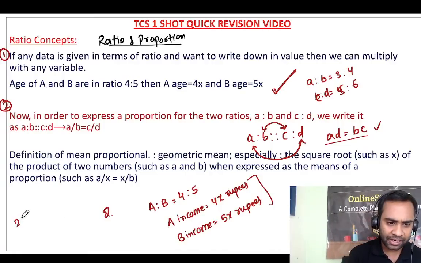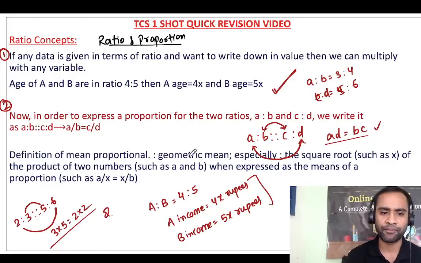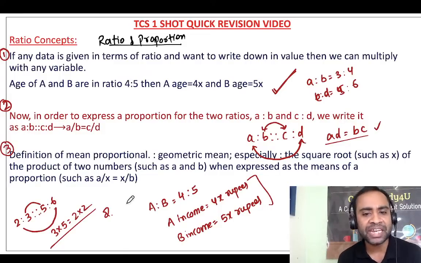Whenever it is given in this particular format, my dear friends, multiply the corner ones, multiply the middle ones, and then you can equate both. Clear? Okay, fine.